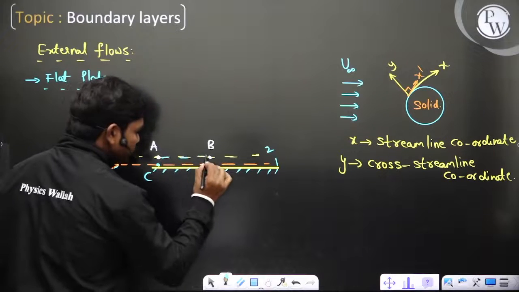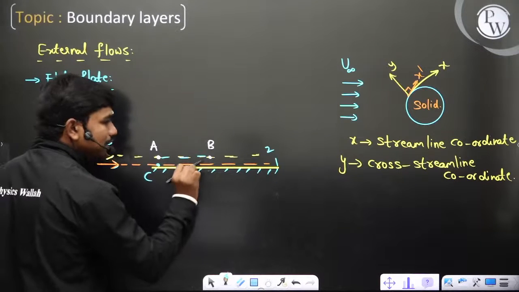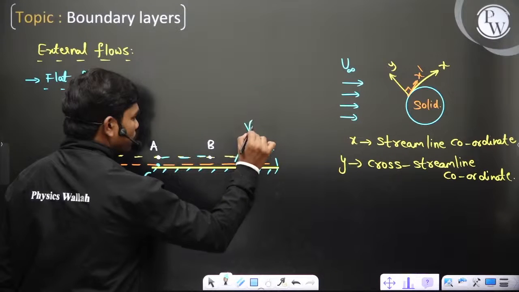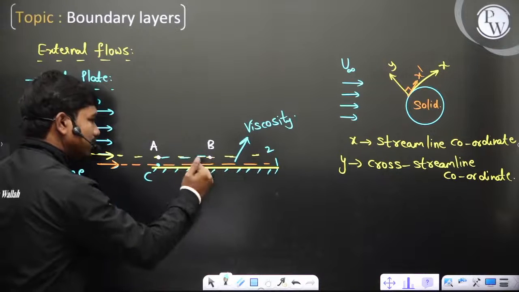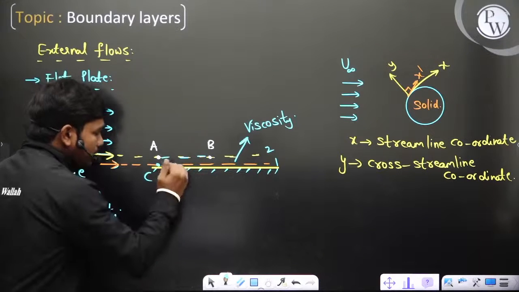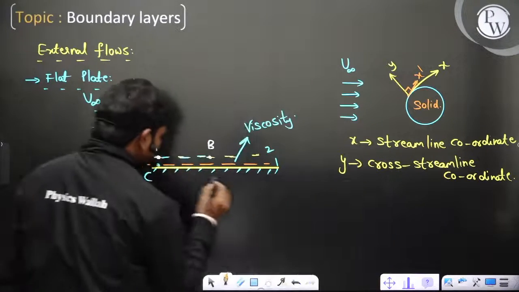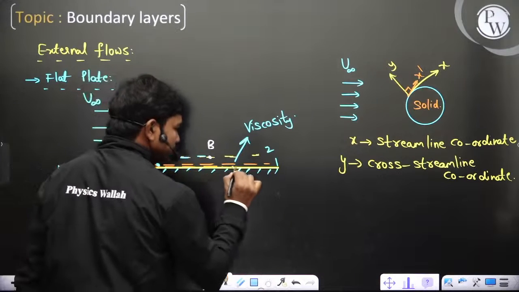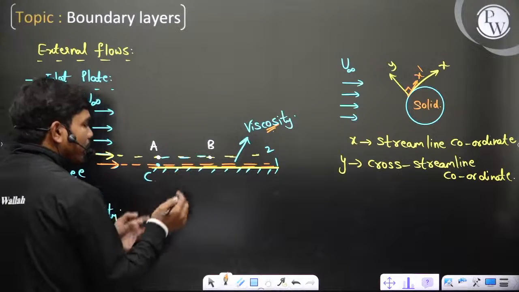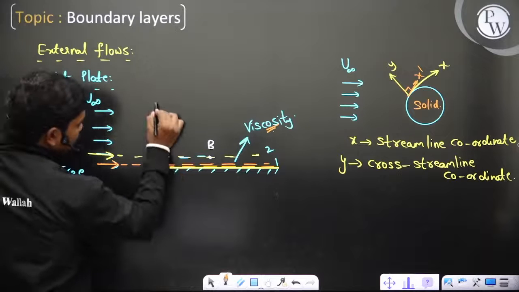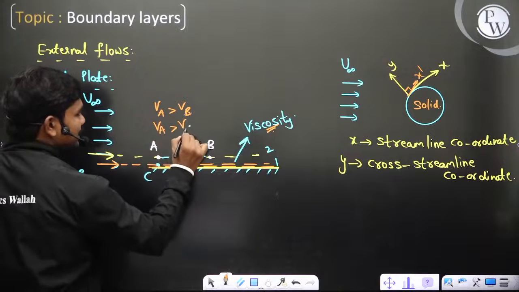Even though layer 2 is not in direct contact with the plate, somehow layer 2 knows that there is a plate here. Why? Because every fluid has something called viscosity, and this property is actually the messenger which tells this layer the impact of this plate, correct? The layer which is in direct contact with the plate will stay stationary. So this stationary layer, because of viscosity, will try to pull the layer above it slightly back. This process will keep on happening, and clearly velocity at A is greater than velocity at B. Also, velocity at A is greater than velocity at C.